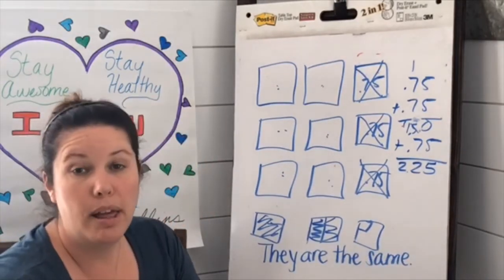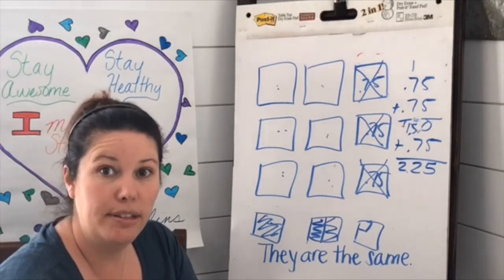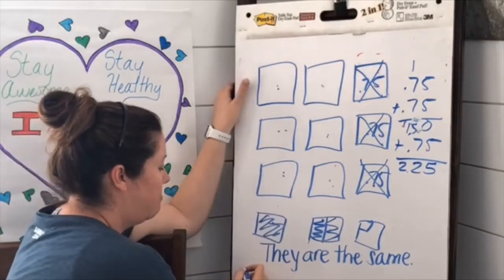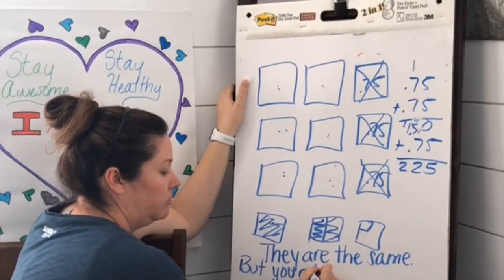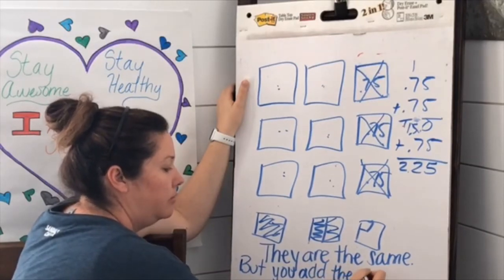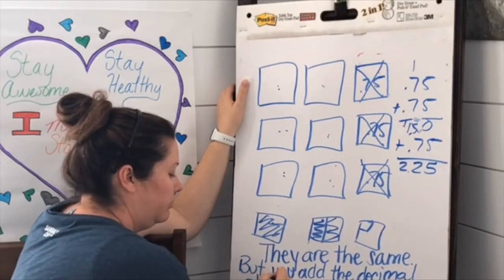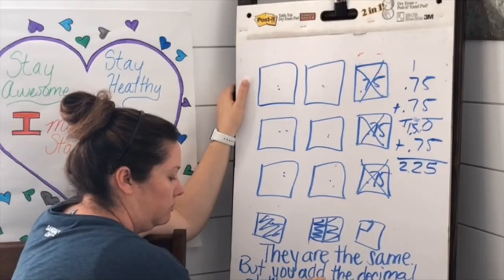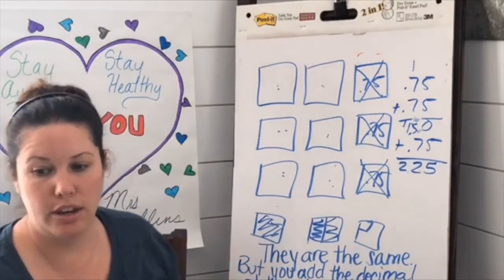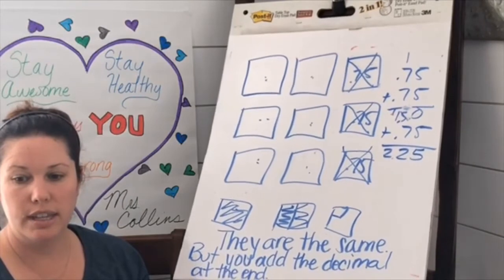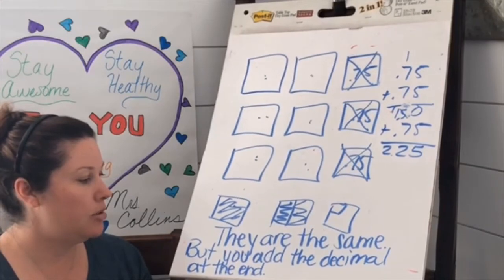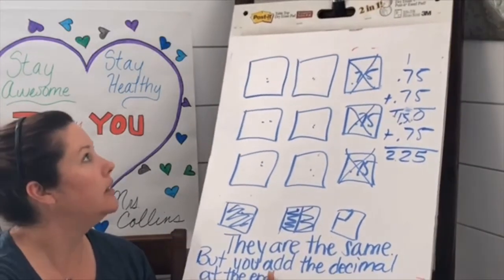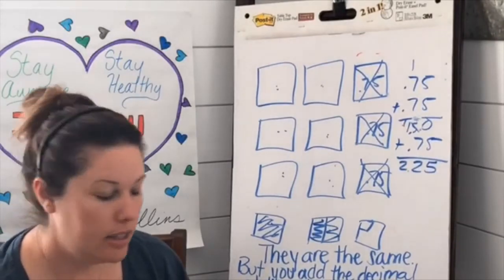So you're going to multiply like normal, but then we will add the decimal at the end. But you add the decimal at the end. Okay? Can you guys, here, can you see that? There you go. So they are the same, but you add the decimal at the end. Okay. Now let's look at the next question.